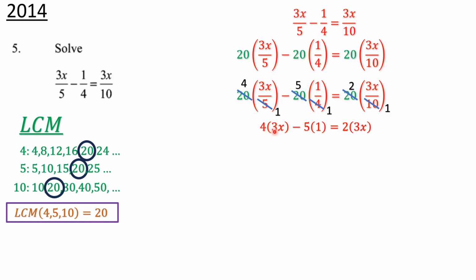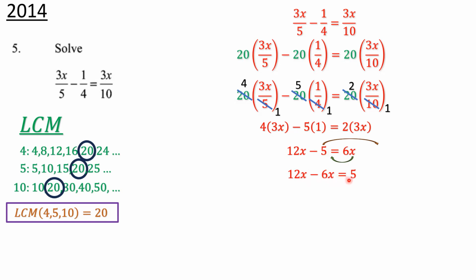4 times 3x is going to be 12x, and 5 times 1 is 5, and 2 times 3x is definitely 6x. And so now we're going to send these things over. So we're going to send the negative 5 over the equal sign. It becomes a positive 5, and we're going to send the 6x over the equal sign. It becomes a negative 6x.